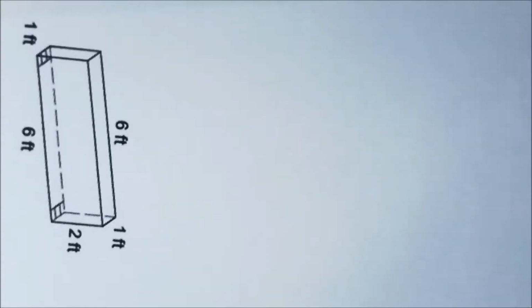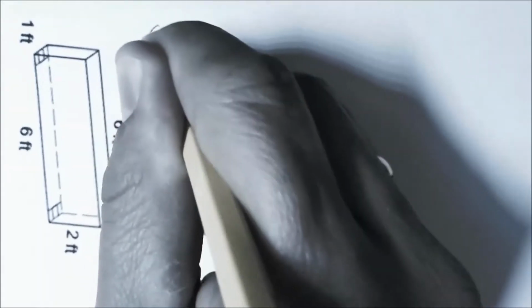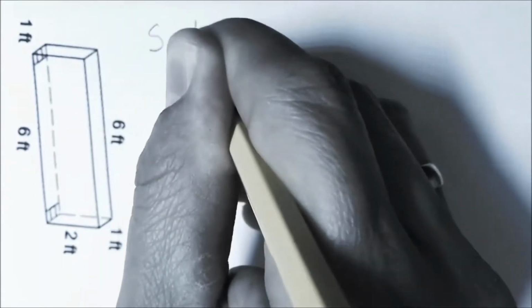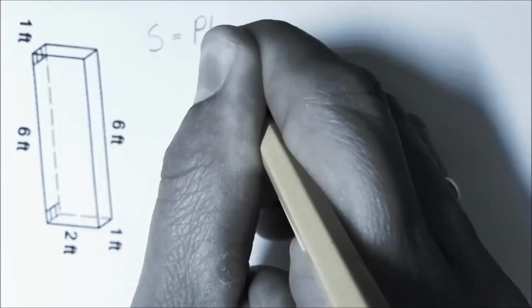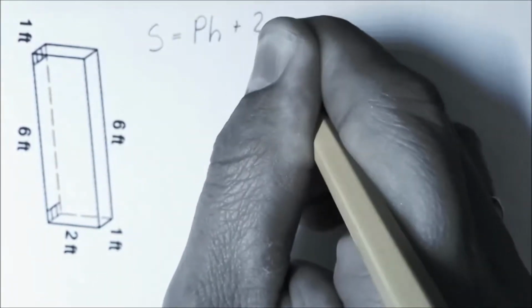In this video we have a rectangular prism that we're going to solve. And in order to solve a rectangular prism, we're going to start off the same way that we did with the cylinder. We're going to go ahead and write our formula up front. It is S is equal to pH plus 2B.